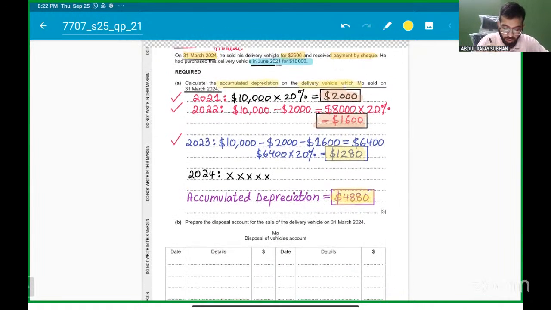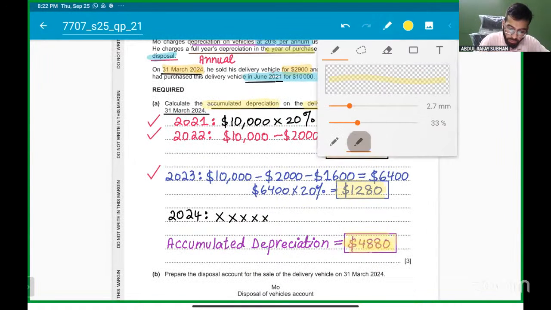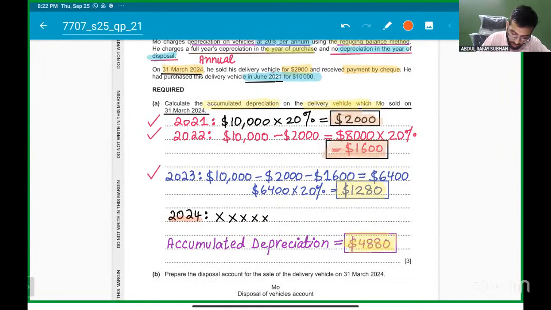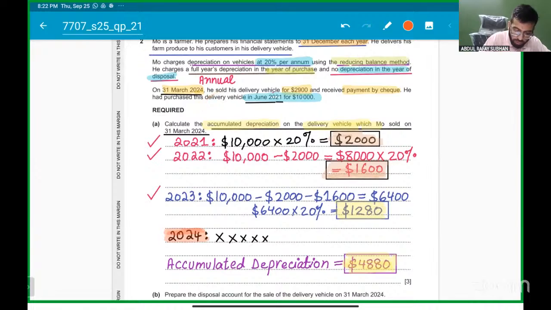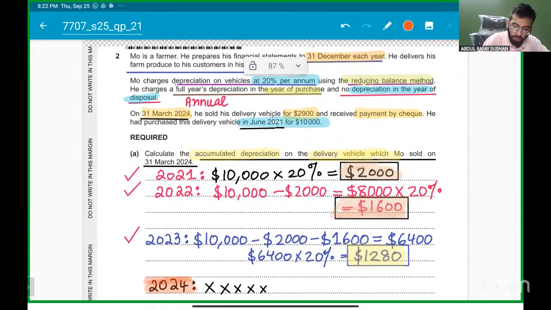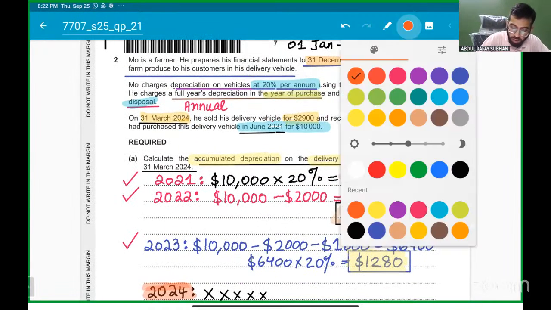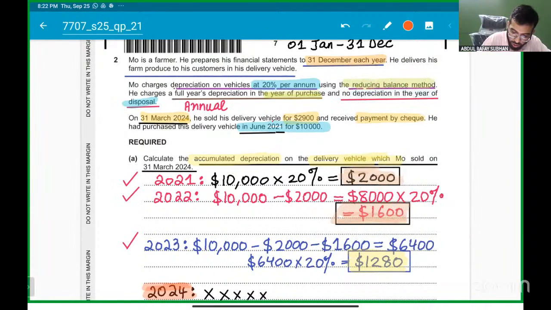We do not charge depreciation for 2024 because it's the year of disposal. In 2024, we are disposing of the non-current asset. We are selling the non-current asset in the year of 2024. So the policy is an annual policy, no depreciation to be charged in the year of disposal. Understood? Got it? Clear?